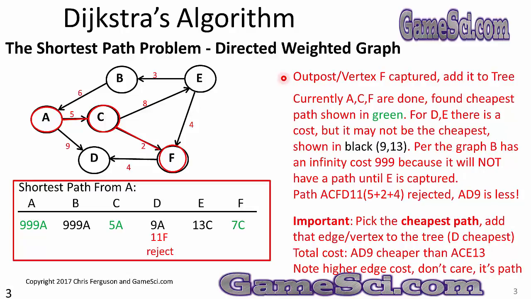Outpost/vertex F is captured, add it to the tree. F is now in our tree. Currently A, C, and F are done. We found the cheapest path and it's shown in green.